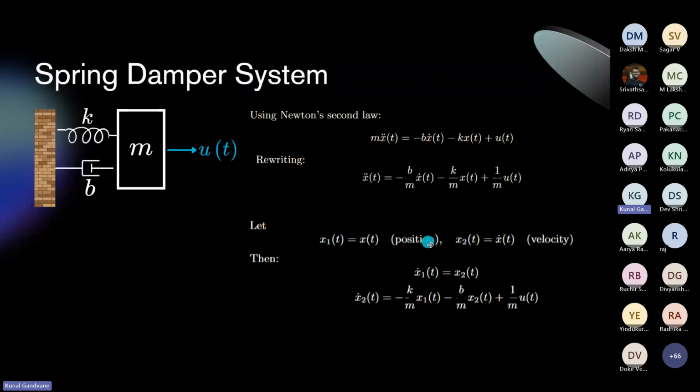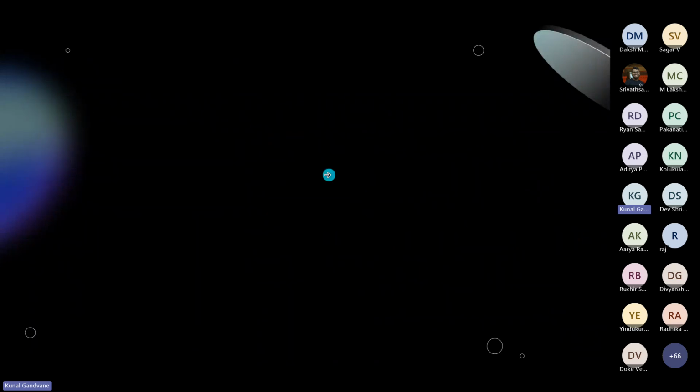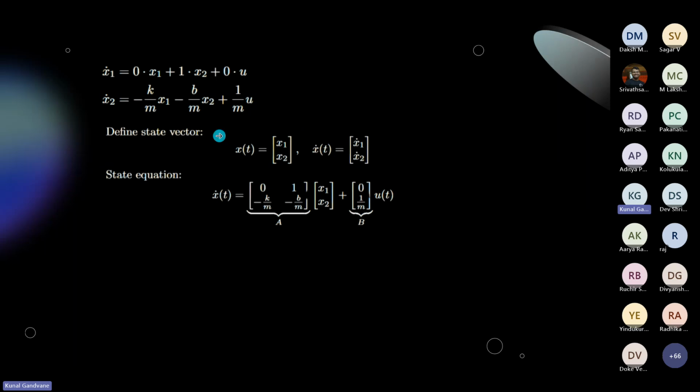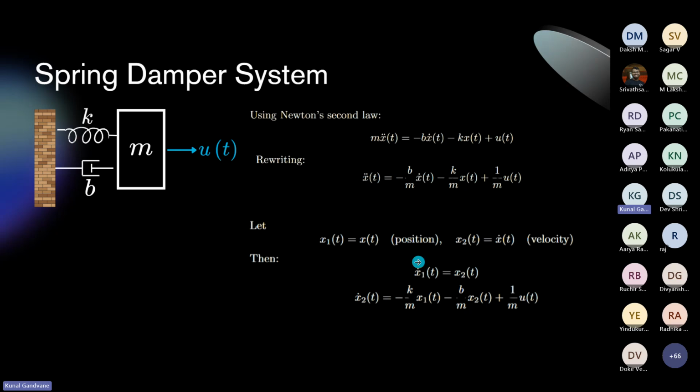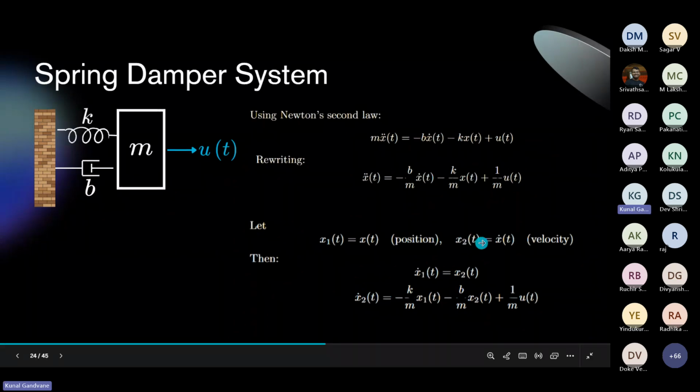So like I'll tell you what we are doing. This is our state vector and its derivative. So we have to write the derivatives of these two states, x1 dot and x2 dot. So what is x1 dot? x1 is our position, so x1 dot is the derivative of position, which means velocity. So we put x1 dot(t) equals x2(t) because x2 is our velocity. Clear till now?